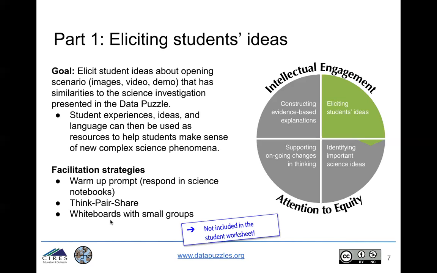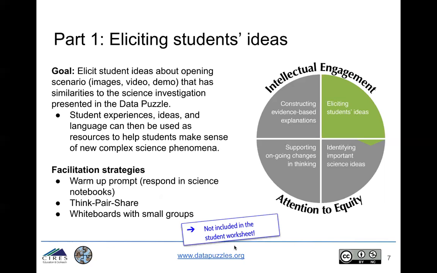Some teachers that have used the resource use the think, pair, share strategy. They'll post the opening scenario, have students think about it individually and talk to their shoulder partner, and then open that up for their whole class. And others, like Randy in the webinar here, use whiteboards in small groups and have students jot down ideas or little illustrations together that they then share with the larger class. So feel free to facilitate this opening scenario piece however fits your routines in your classroom, but know that it's not included in the worksheet.